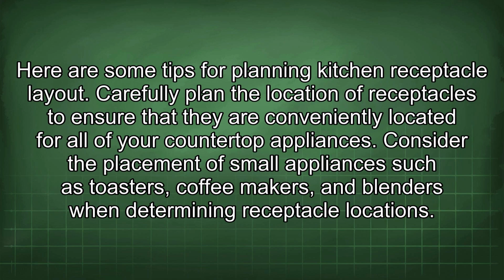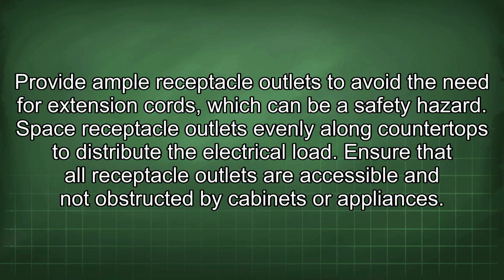Here are some tips for planning kitchen receptacle layout. Carefully plan the location of receptacles to ensure that they are conveniently located for all of your countertop appliances. Consider the placement of small appliances such as toasters, coffee makers, and blenders when determining receptacle locations. Provide ample receptacle outlets to avoid the need for extension cords, which can be a safety hazard. Space receptacle outlets evenly along countertops to distribute the electrical load. Ensure that all receptacle outlets are accessible and not obstructed by cabinets or appliances.